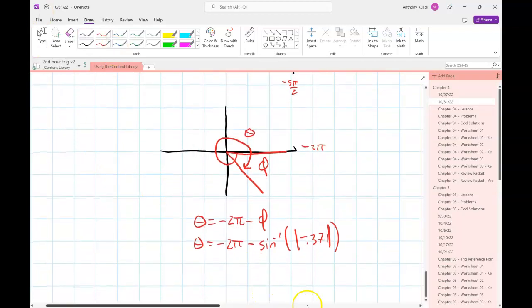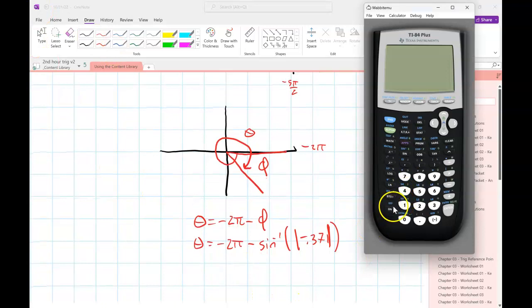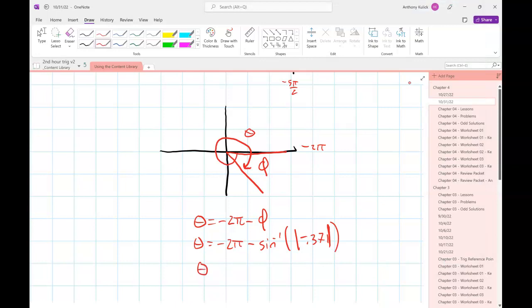What do you guys think about what's happening right now? Is this okay? So negative 6.66. Ooh, what a spooky number for Halloween. Should we check that though? Yeah, let's check that.